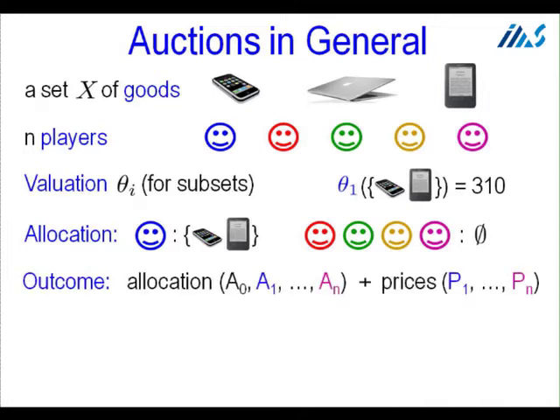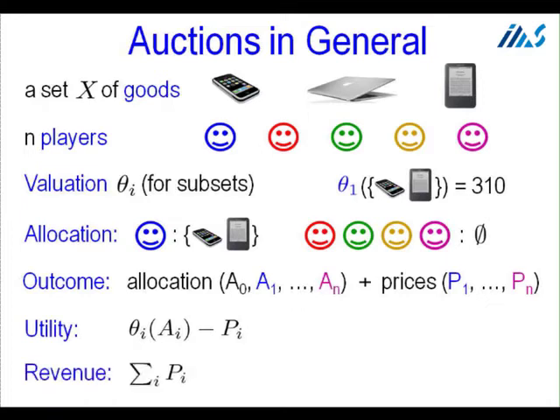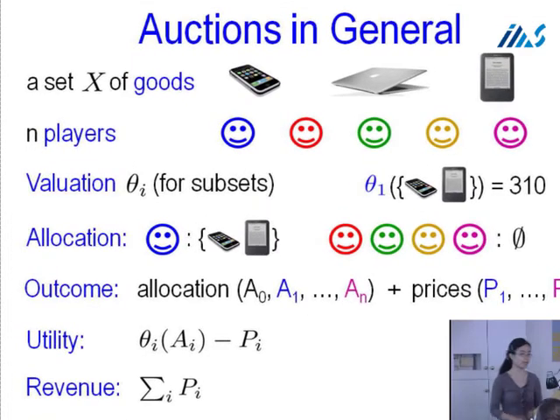And an outcome is just an allocation, where A0 is the unallocated set of goods, and Ai is the set the player i gets, plus the price that each player pays. Now the utility for a player is simply his valuation for the goods he gets minus the price he pays. And the revenue of this auction is the sum of the prices. This is what we care about.